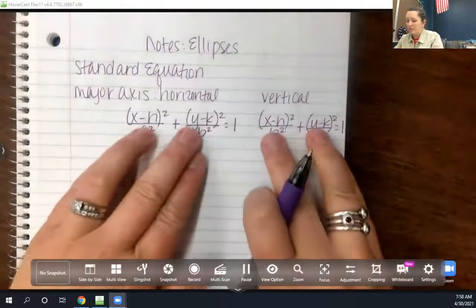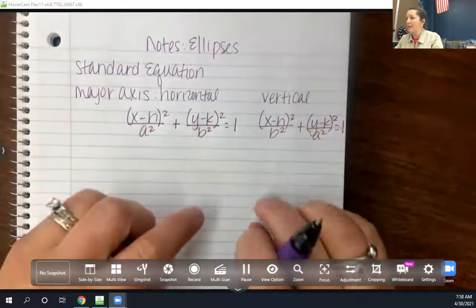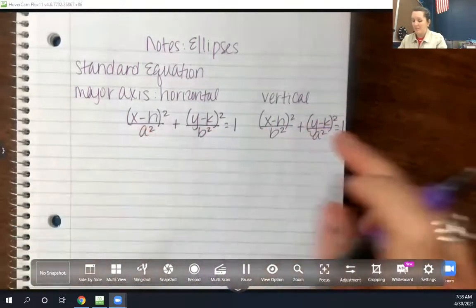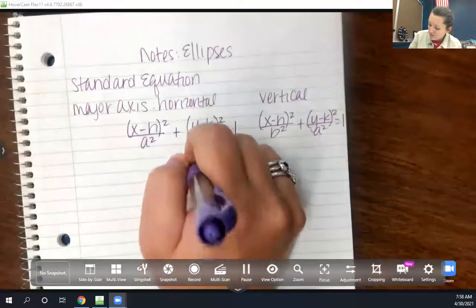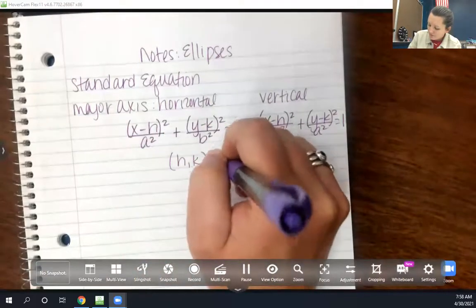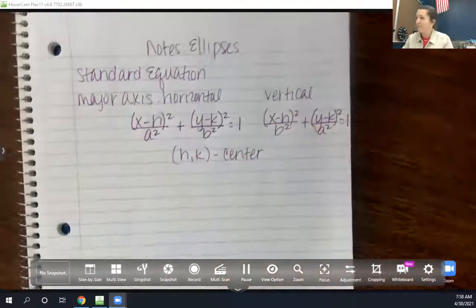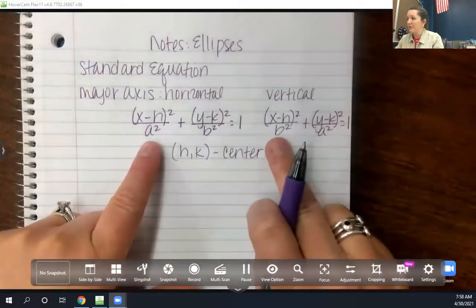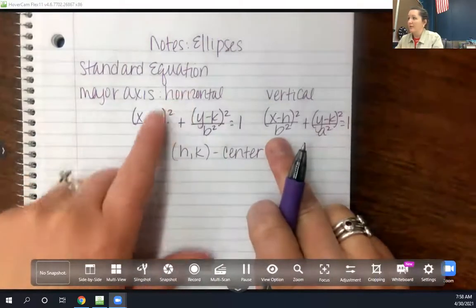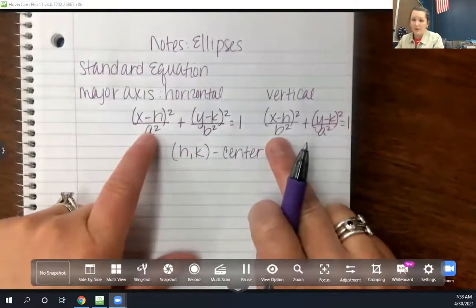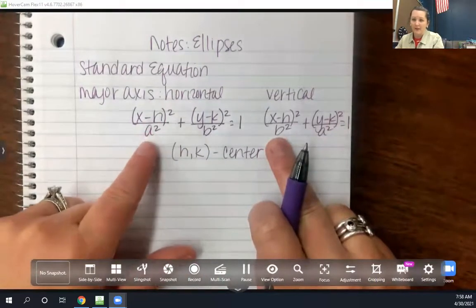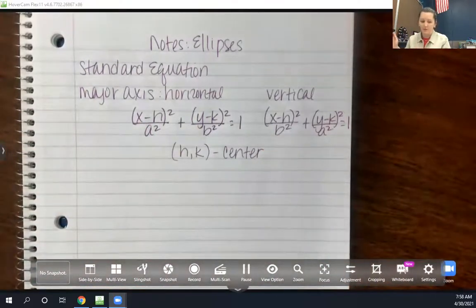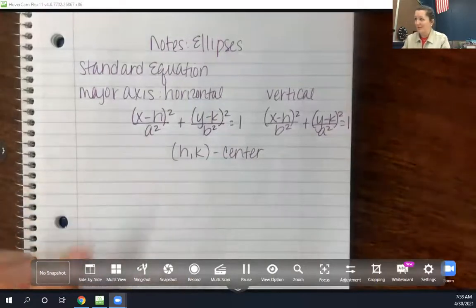Notice the similarities here. The numerators of the terms are both written the same, right? You still have your x minus h and y minus k, where that h and k are still the center, just like we talked about with circles. They both equal 1, okay? But I want you to notice the difference here. With a horizontal, a is considered your major axis length. You can kind of think about that as your radius, but really it's not considered a radius. It's that major axis length.